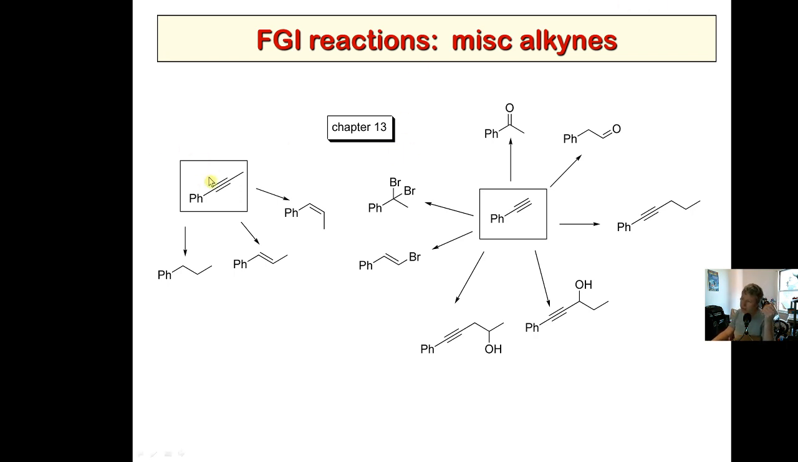And then how do you reduce an alkyne to a cis-alkene? Remember that? That was early on. It was H2 with Lindlar, which was a special catalyst that gives you a cis-alkene.